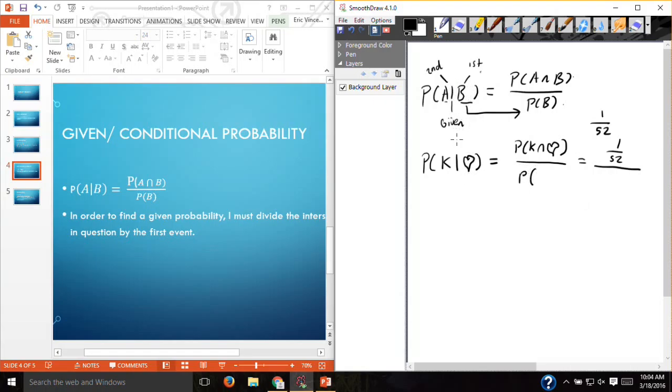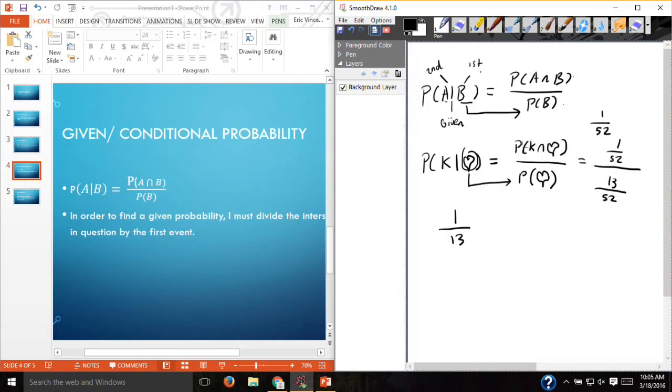Now remember, this is the first event right here, so I'm going to need to divide that probability. So the probability is then, what is the probability of drawing a heart? Well, I know that there are 13 total heart cards out of 52. If I were to run my rules of fractions, dividing two fractions, this becomes 1 over 13. Alright, so that's using a given conditional probability.